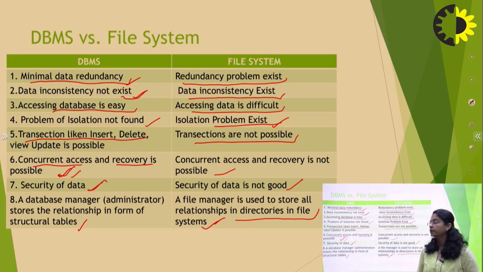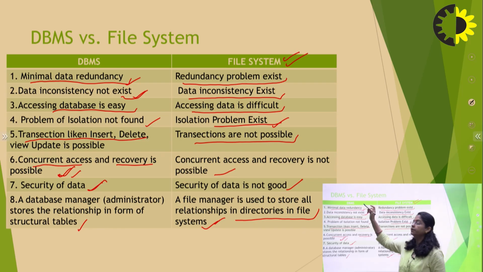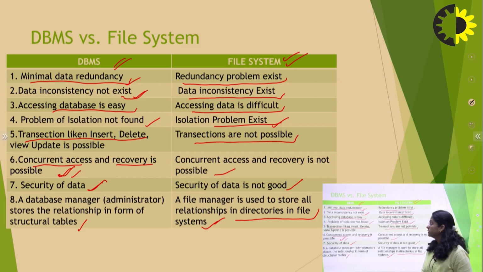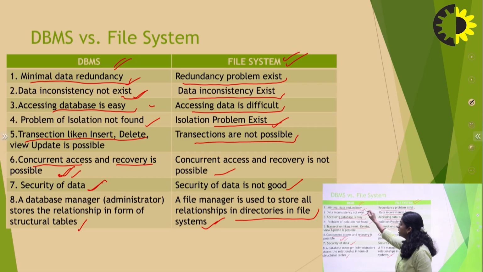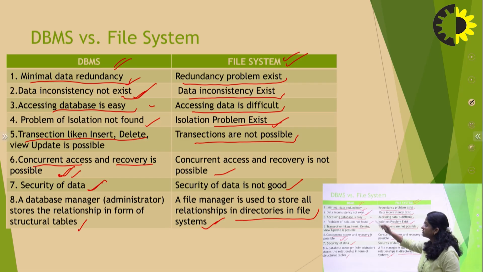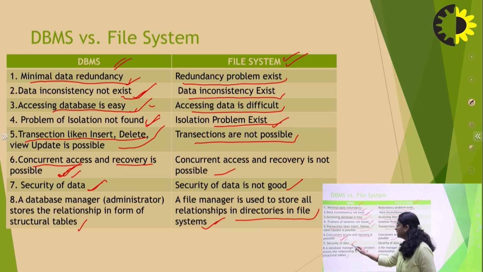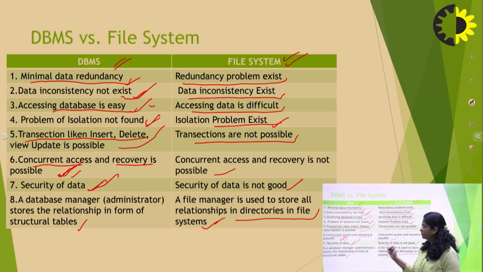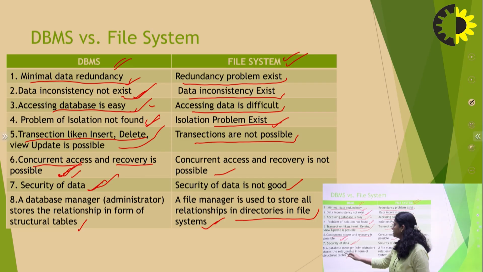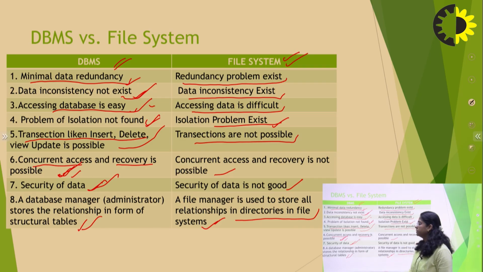So, it is very important to know what are the demerits and disadvantages of file system that DBMS is going to remove. So, you can revise the points: minimal data redundancy, data inconsistency does not exist in the DBMS, accessing database is easy, problem of isolation is not found. Next, transaction-like activity we can do in DBMS which is not possible with the file system, and concurrent access and recovery is possible. Next, security of data is good in the DBMS, and a database manager administrator stores the relationship in the form of structural tables.